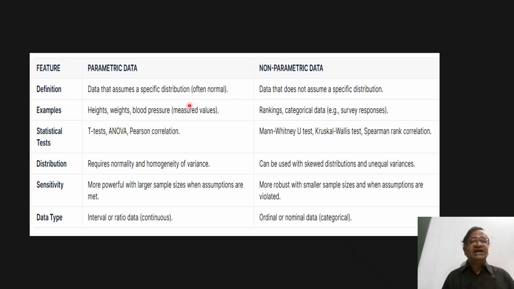Parametric data means the distribution is a normal distribution. Height, weight, BP et al. For these we use t-test, ANOVA, Pearson correlation. Here it is Spearman rank correlation. Mann-Whitney test is for non-parametric data, ranks, categorical data. Everywhere you have to do Mann-Whitney test. It does not require normality and can handle skewed distributions. I will come back again. Sensitivity, continuous data, ordinal, categorical data. These are parametric data and non-parametric data. For non-parametric, we have to use Mann-Whitney, and for parametric, we have to use t-test.